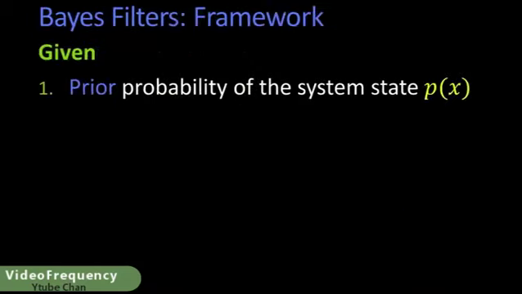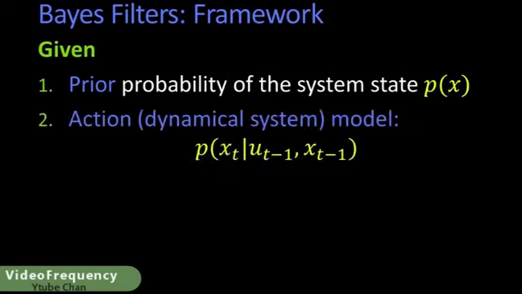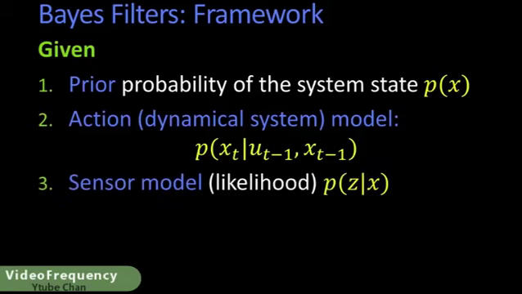Just to remind you, in a Bayesian filter framework, we need four things. We need some sort of a prior. We need a dynamical system model, and that's the likelihood of landing in some new place given that you were in an old place, plus whatever action was taken. We need a sensor model. Remember, a likelihood. That's not the probability of being someplace given a measurement.